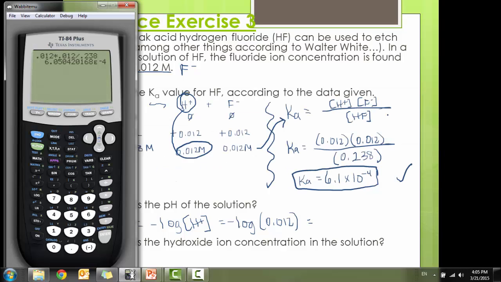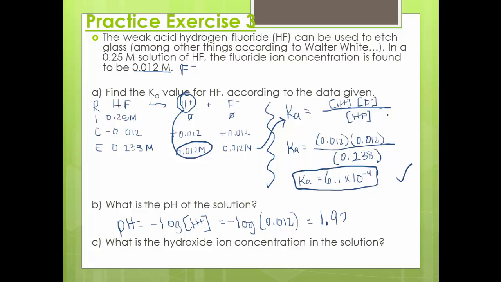So get our calculator back. Negative log 0.012, 1.92. Again, it's a reasonable number. That's the pH of a weak acid, 1.92. All right, that's the pH.